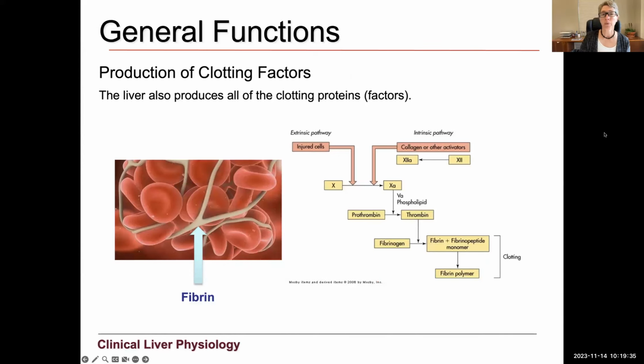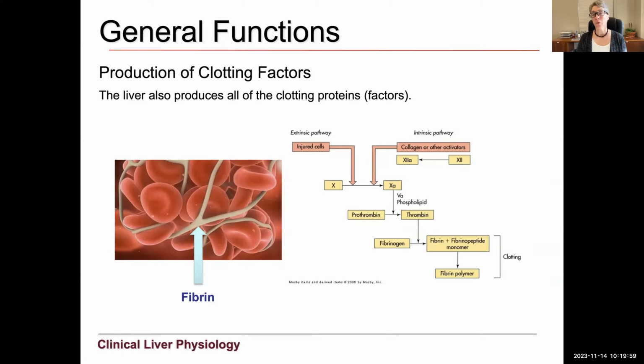Another plasma protein produced by the liver are clotting factors, or clotting proteins. There are 13 different clotting proteins. They all have a Roman numeral number. So clotting factor 1, Roman numeral 1, 2, 3, all the way up through 13. You're only seeing a couple of them here. Here you're seeing factor 10 and factor 12.